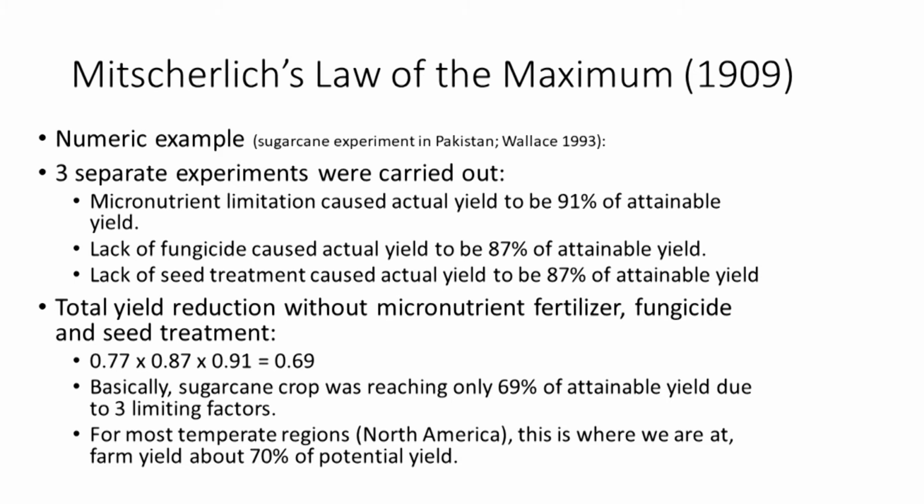And that's comparing the highest on-farm yields that are recorded in a county and comparing all other farm yields to the 10 highest yielding on-farm yields. You end up with about this 70% of potential yield.